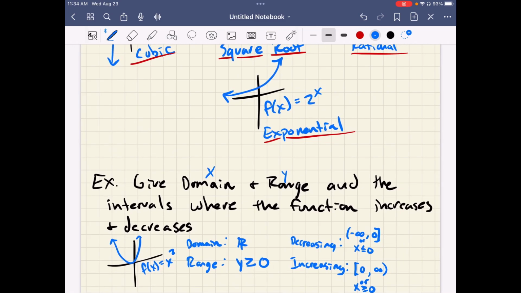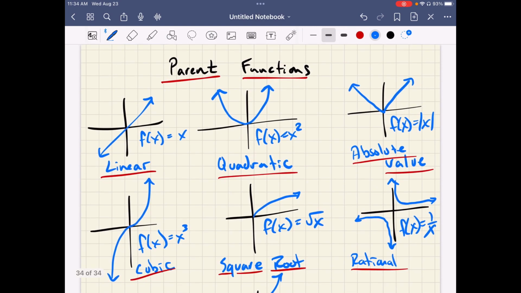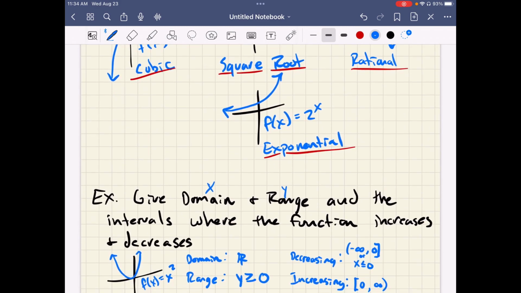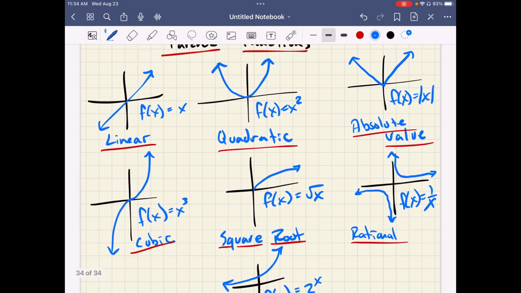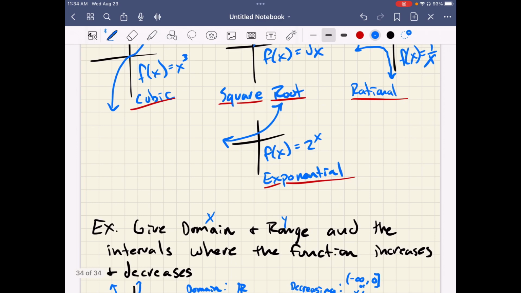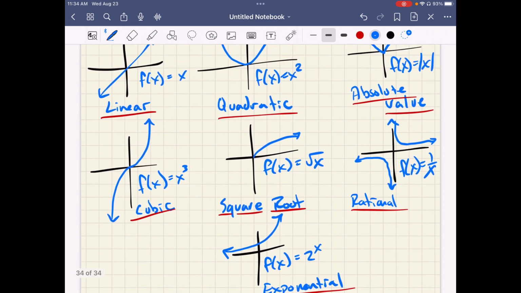Okay, so now your job is to, on your own, go through and determine the domain and range on all of the other 6 parent functions, and then you're also going to find the increasing and decreasing intervals.